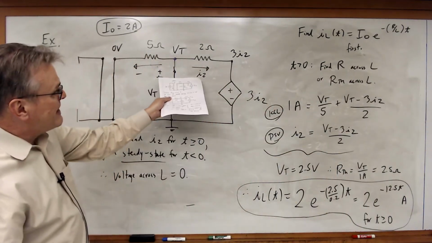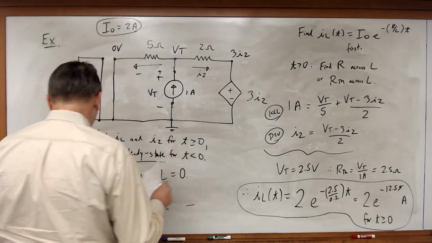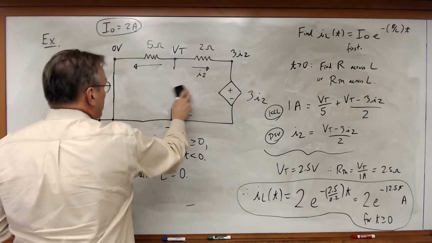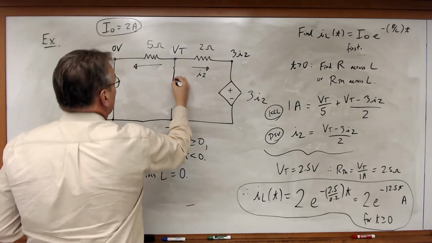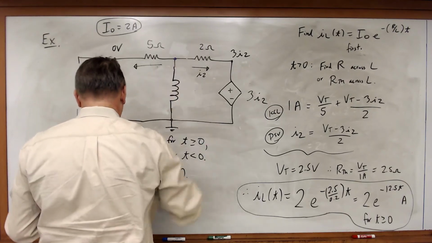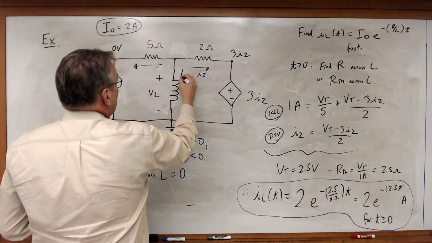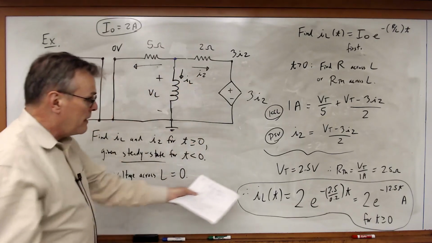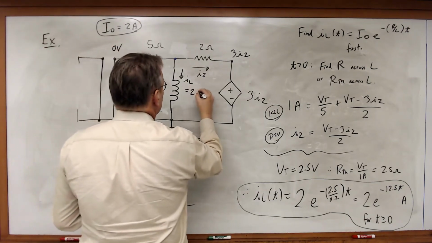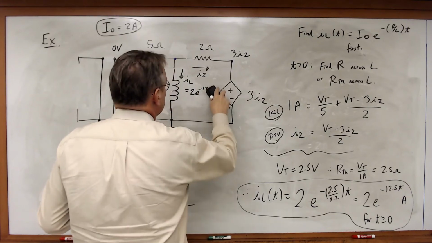Now I want to find I2. What's I2 going to be equal to? I want to go ahead and put my inductor back in. So I've got VL, IL. I've got an expression for IL. I know what that is equal to. That's equal to 2 times e to the minus 12.5 t amps.